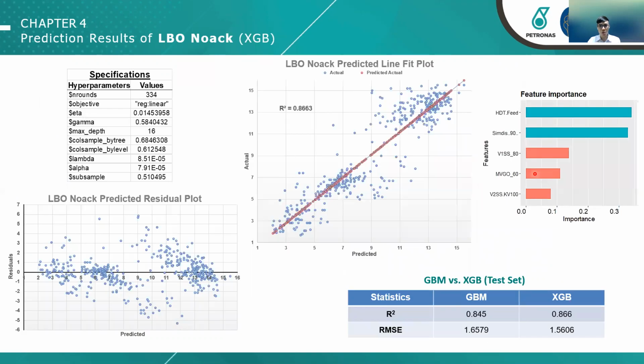Now, using the XGBoost algorithm and similar predictors, an R-square of 0.866 is obtained. The actual by predicted plot also seems to fit better in this, as well as the residual by predicted plot. The key predictor used for this algorithm turns out to be the hydrogen inlet pressure over feed. This may be due to the different hyperparameter tuning that results in different variable importance. Overall, the XGBoost algorithm performs slightly better than the GBM for the prediction of Noack.